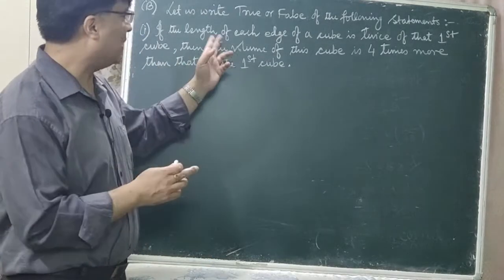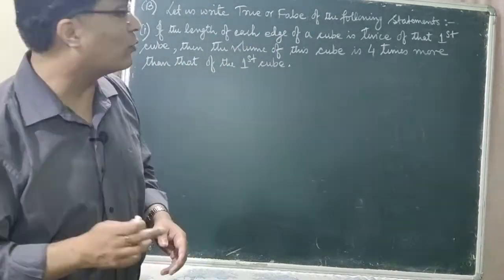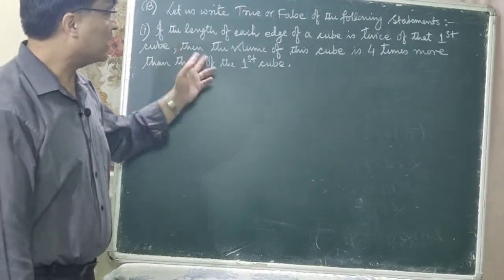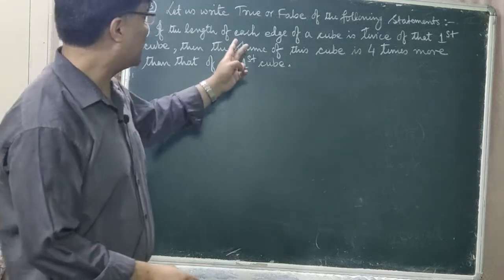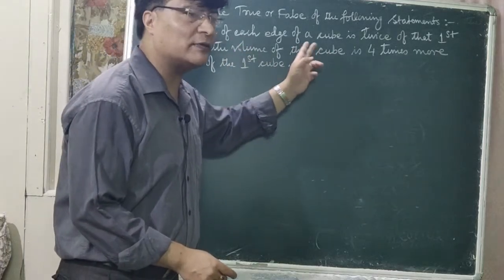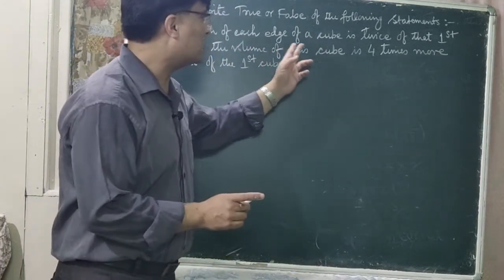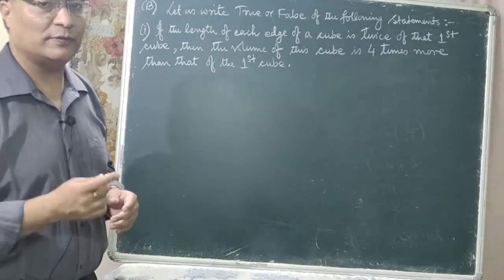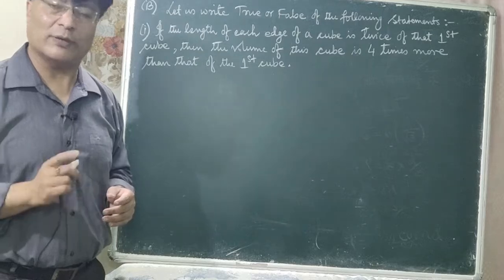That is, length of each edge of the second cube will be equal to twice a. Is that clear? Then the volume of this cube means volume of the second cube. The volume of the second cube is 4 times more than that of the first cube. So whether the statement is correct or wrong, you have to check it.